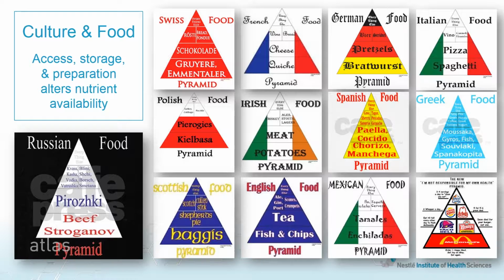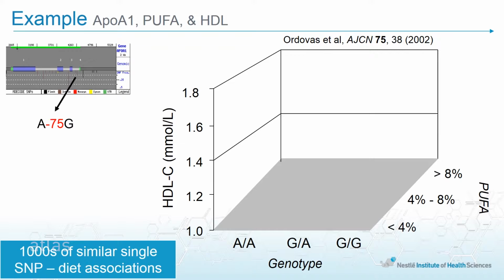So culture does matter, and this is a joke slide. Last time I showed it, people got upset. So here's the type of food the different cultures eat. The funniest one is America, which is, I'm not responsible for my health diet, McDonald's, et cetera. Now, it's a joke slide, but in reality, people around the world do eat differently in different food compositions.